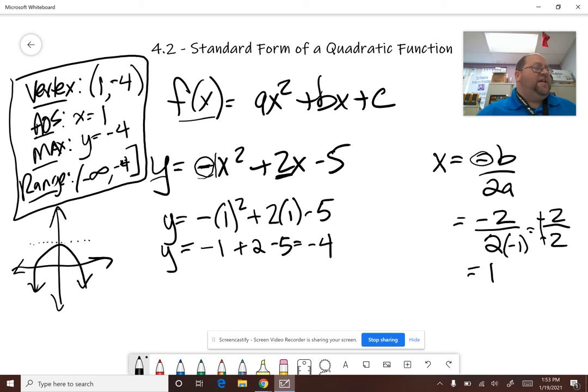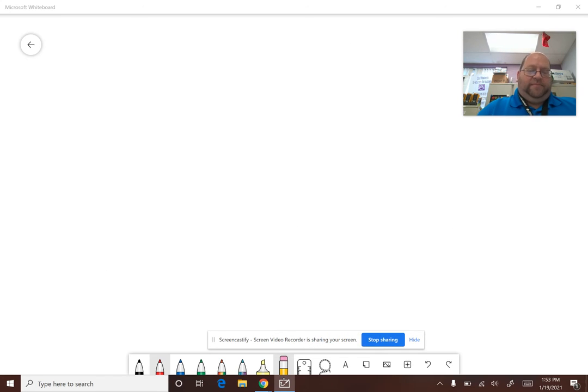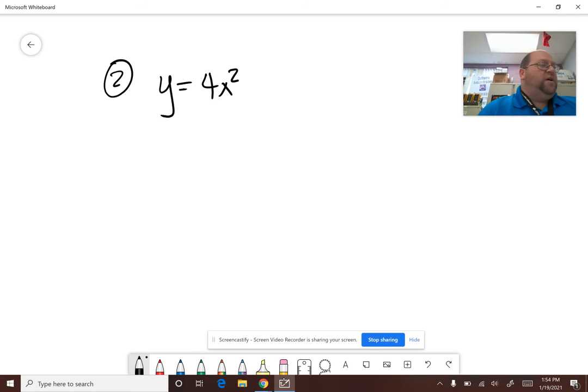In this example, you're to convert something that is written in standard form into vertex form. Okay, so I'm going to go ahead and I'm going to erase the whole page this time. All right. And so this particular problem we're given, we'll call it number 2. And we're given y equals 4x squared plus 16x plus 19.